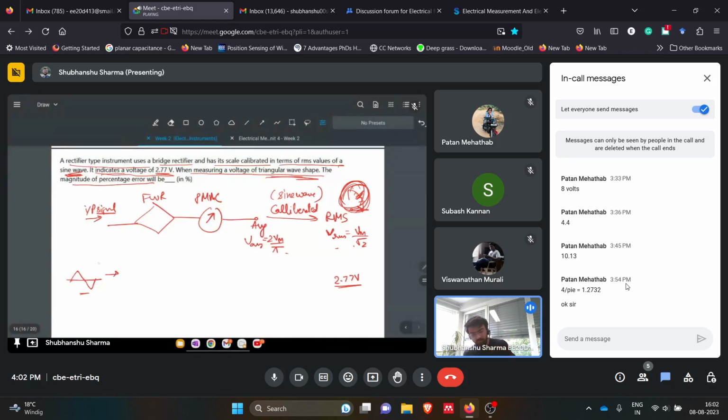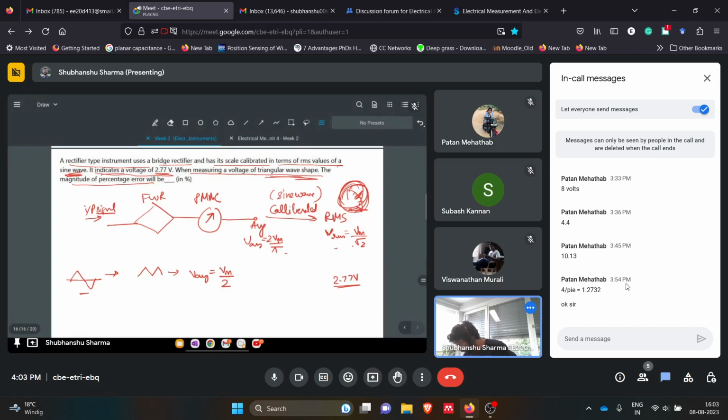This triangular wave, the input signal, is fed to the full wave rectifier, so it will become like this. Then the PMMC instrument will calculate the average of that signal. It's its nature: a PMMC meter always calculates the average of any signal. The average of this triangular wave is Vm by 2.